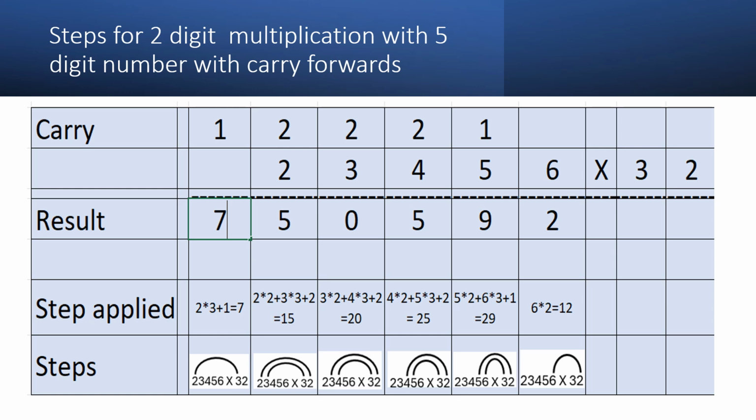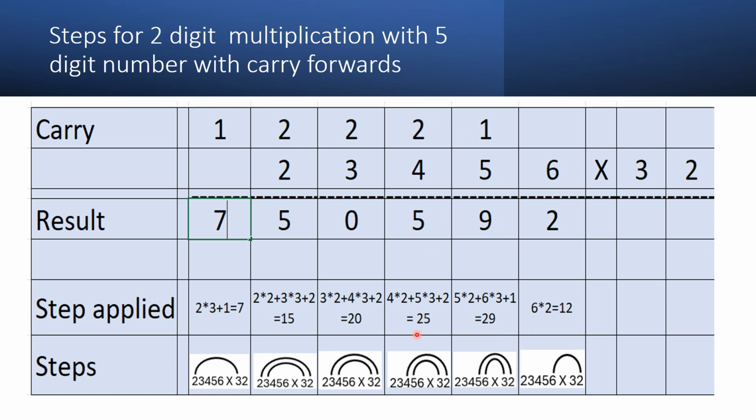Example with carry forwards. So the first step is a single pair, that is 6 into 2, which is 12, and we'll keep the result 2 here and 1 as a carry forward. And here we have 5 6 into 3 2. So 5 into 2 plus 6 into 3 plus 1 carry forward equal to 29. So we'll keep the result 9 here and 2 carry forward.